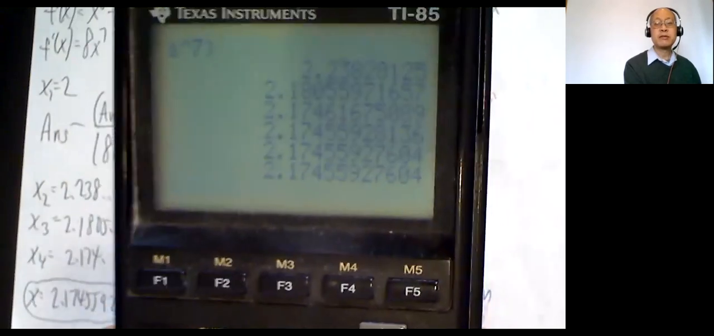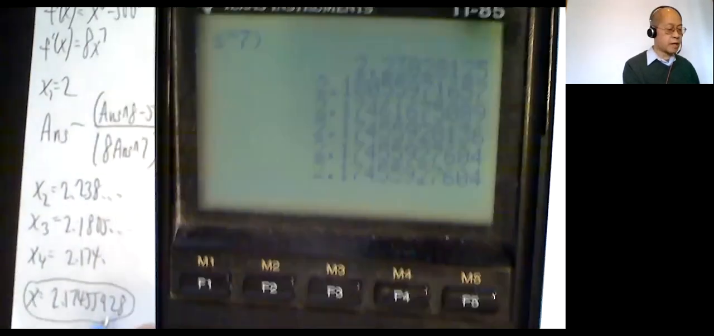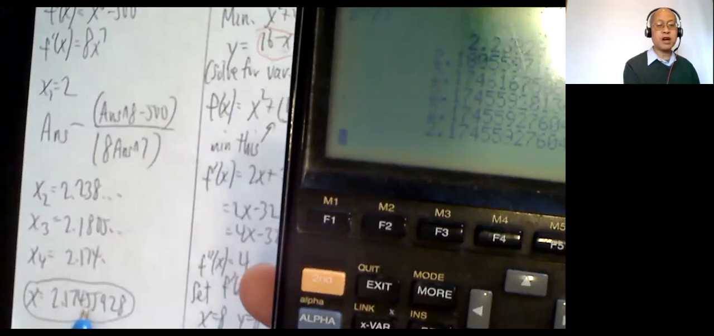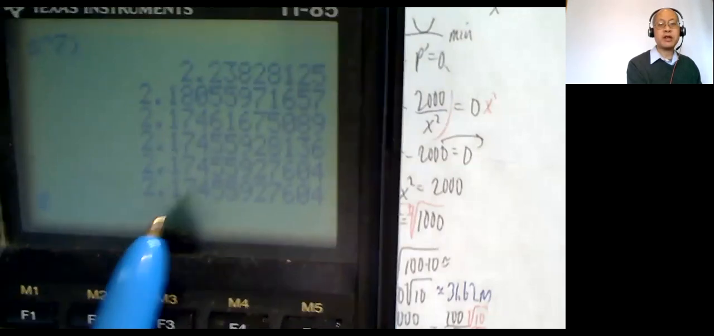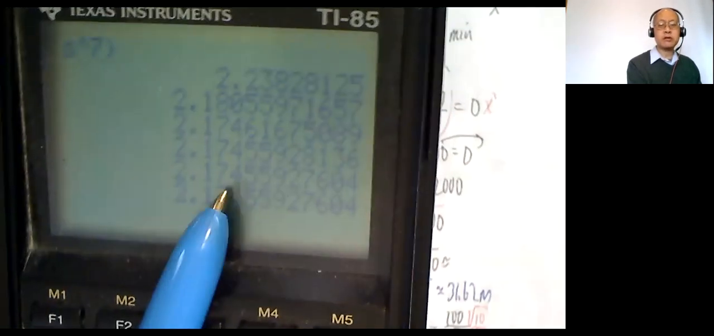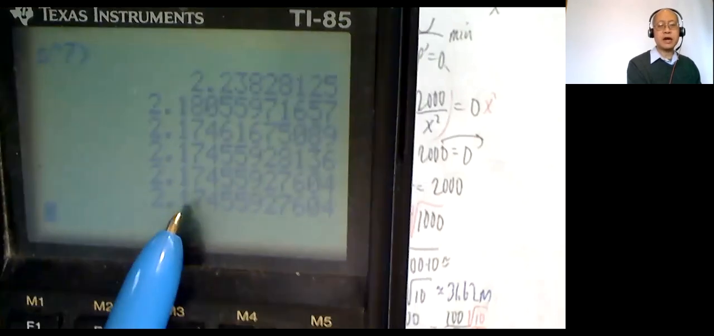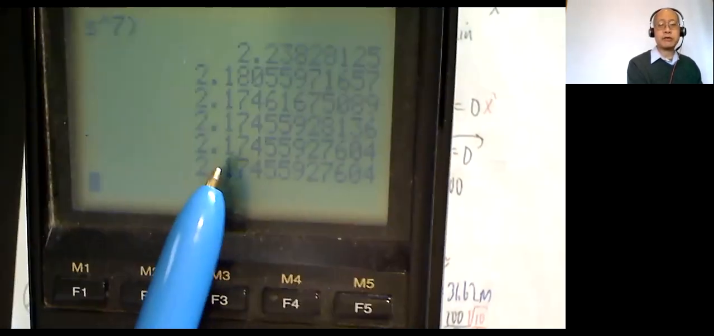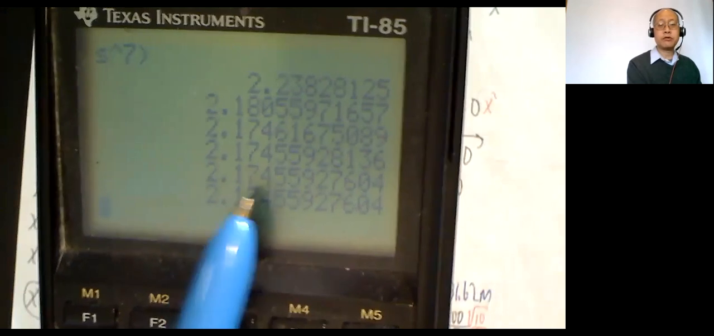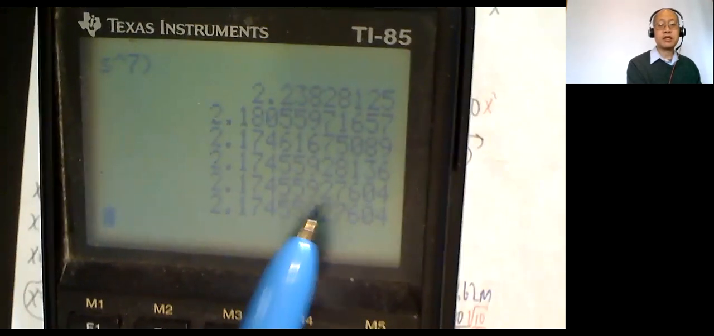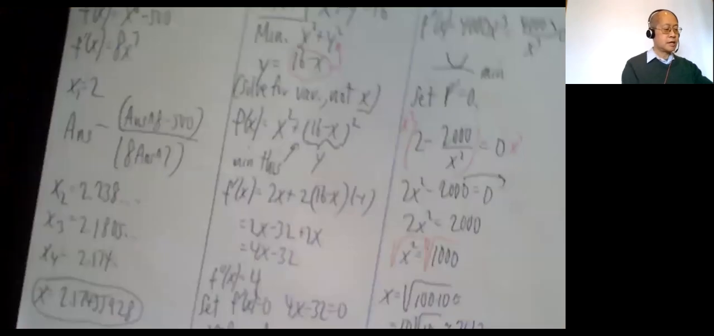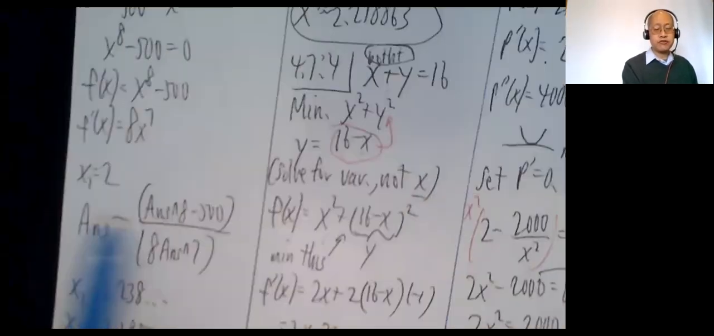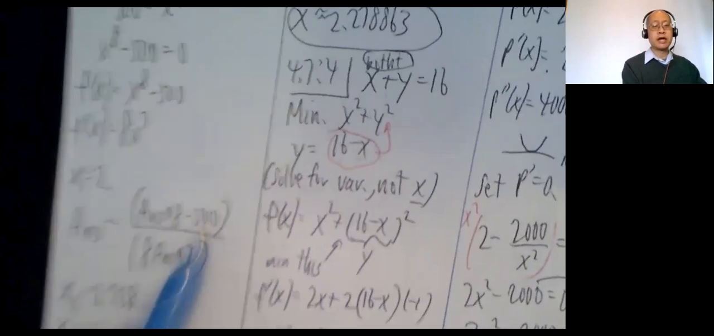I keep going. And they say round to 8 decimal places: 2.174559228. Then 2.17455927604. See how these two are the same? Technically, they're not really the same, but they're the same to my accuracy, which is 10 or 11 digits to the right of the decimal point. Then I'm pretty confident that's the result, because in my formula, that now means this fraction is 0, which means the top is 0, and that's what I was looking for.